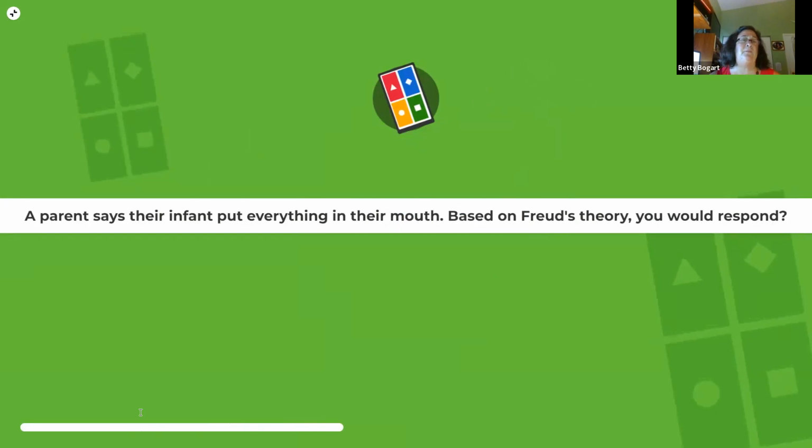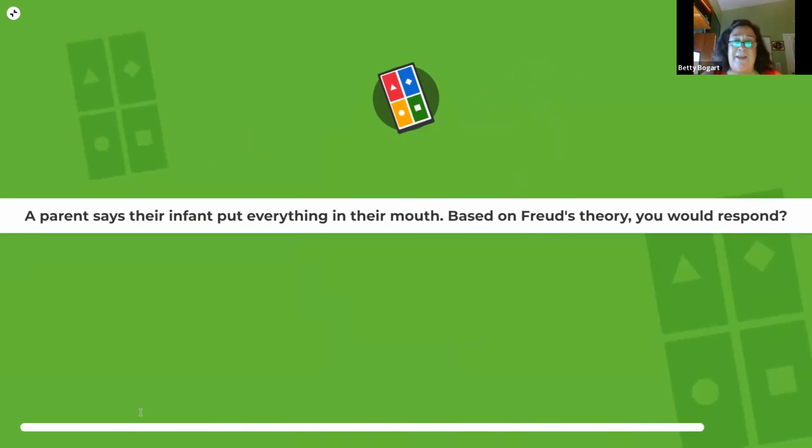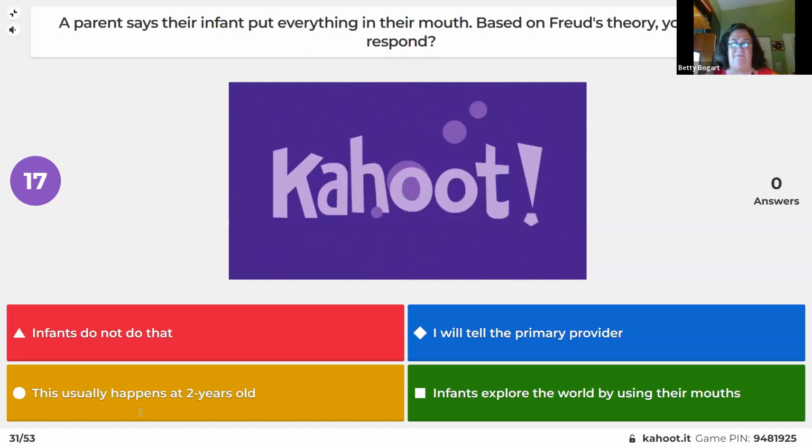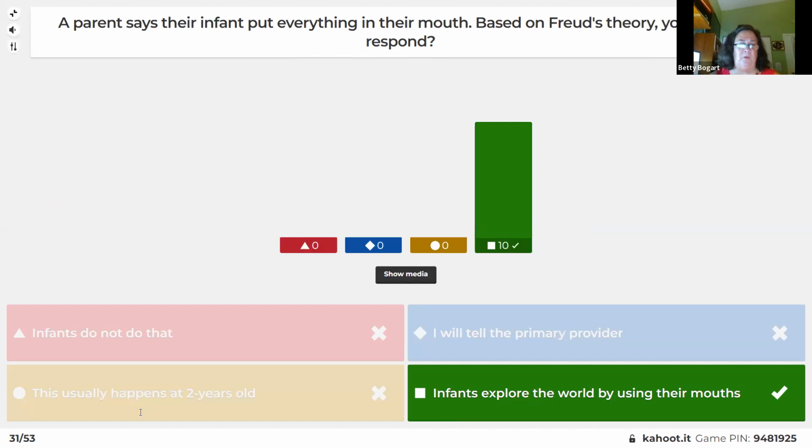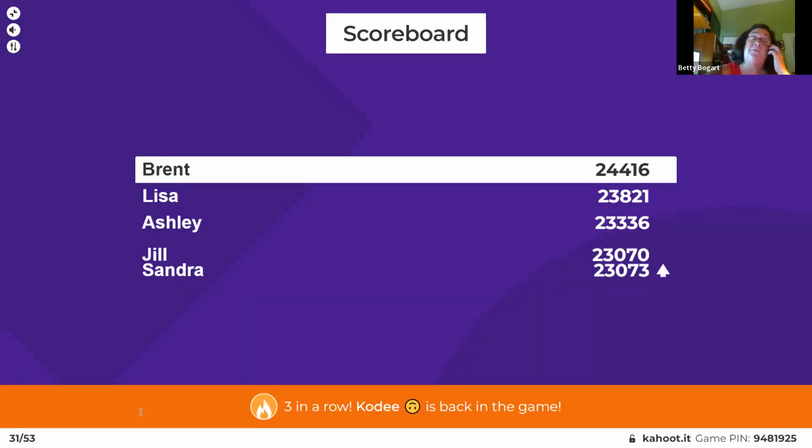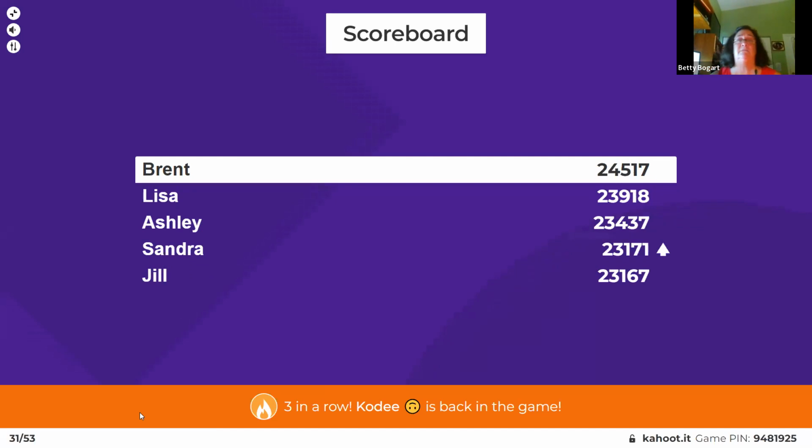A parent says the infant puts everything in their mouth. Based on Freud's theory, how would you respond? Remember, I talked about Freud, very similar to Piaget's sensorimotor. Everything in the mouth. And that's how they explore the world. And it's also that sucking, biting, chewing, according to Freud, which gives them stress relief, gives them pleasure, gives them comfort. Two different theories, a little bit of different thoughts.